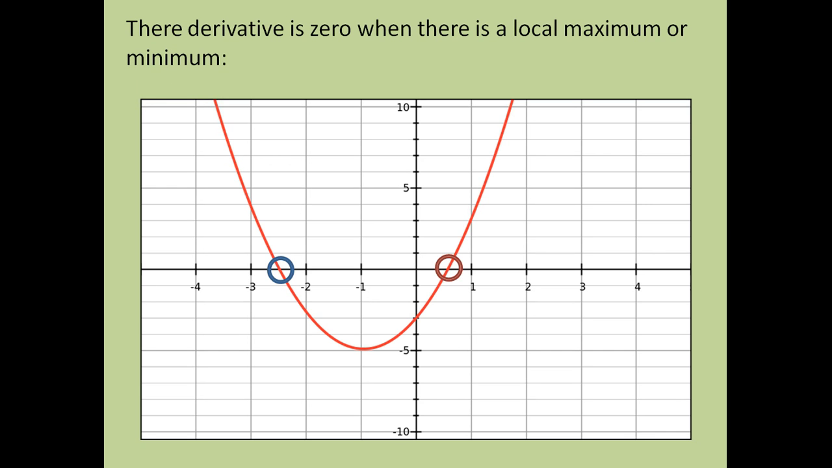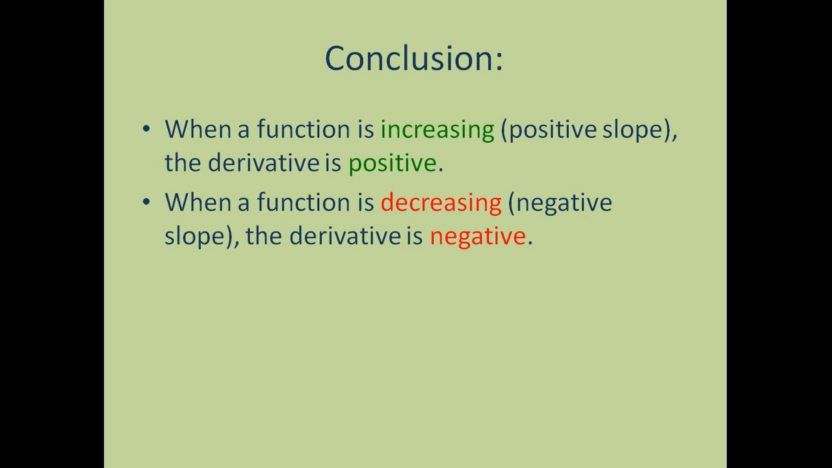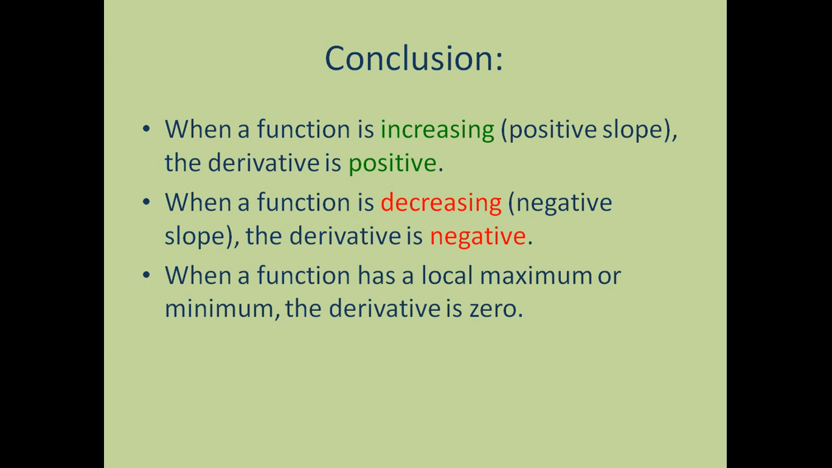So that is our third relationship, that the derivative is 0 when there is a local maximum or minimum on the function. So in conclusion, we have three relationships. First one is that when a function is increasing, when it has positive slope, the derivative is positive. Secondly, is that when a function is decreasing, when it has negative slope, the derivative is negative. And thirdly, that when a function has a local maximum or minimum, the derivative is 0.